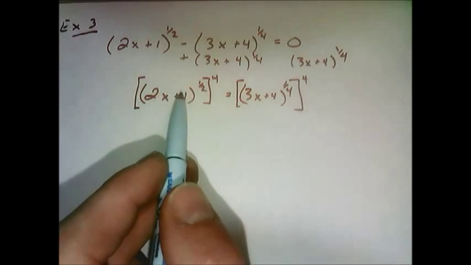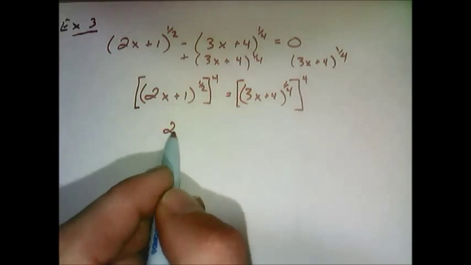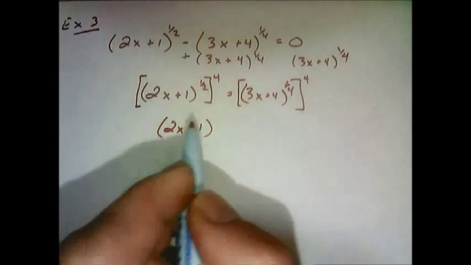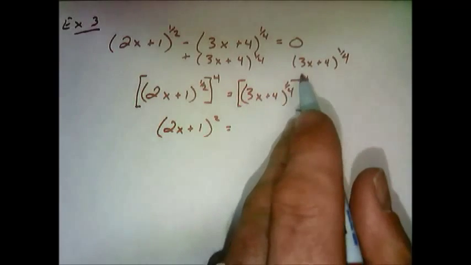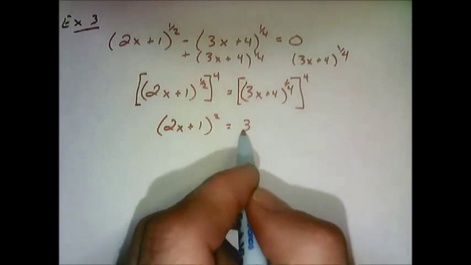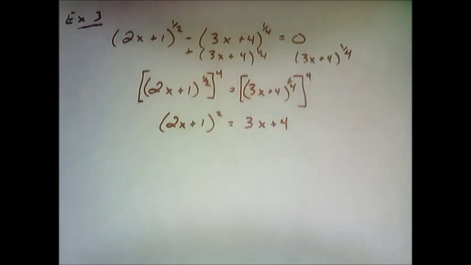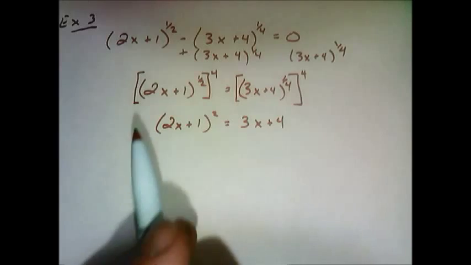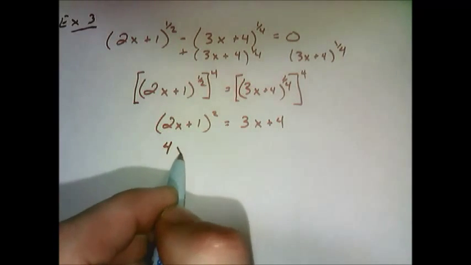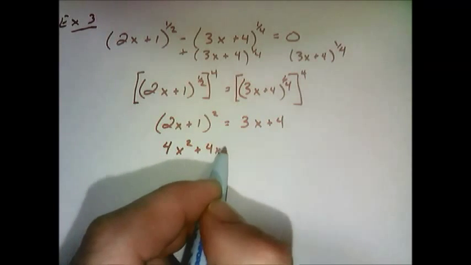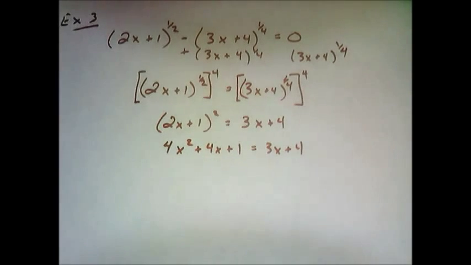So if I take 2x plus 1 to the 1/2 to the 4th, remember we're going to multiply those exponents. So I have the quantity of 2x plus 1 squared equals 3x plus 4. These exponents will cancel, so it equals 3x plus 4. Now I can do my algebra by squaring out 2x plus 1 squared, and I get 4x squared plus 4x plus 1 equals 3x plus 4.